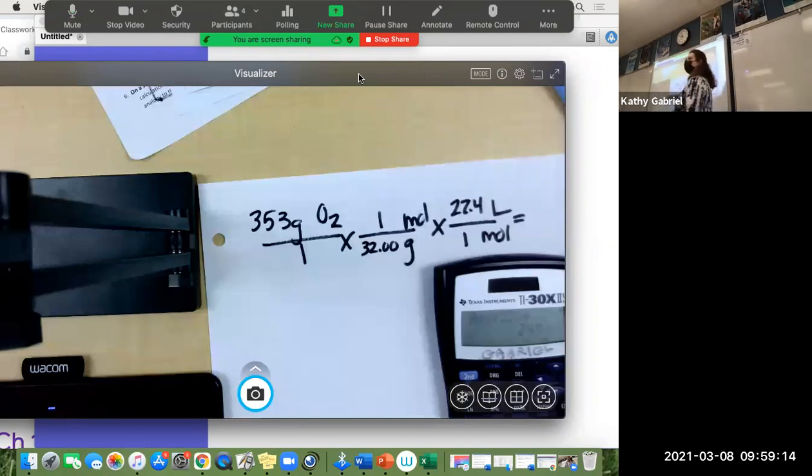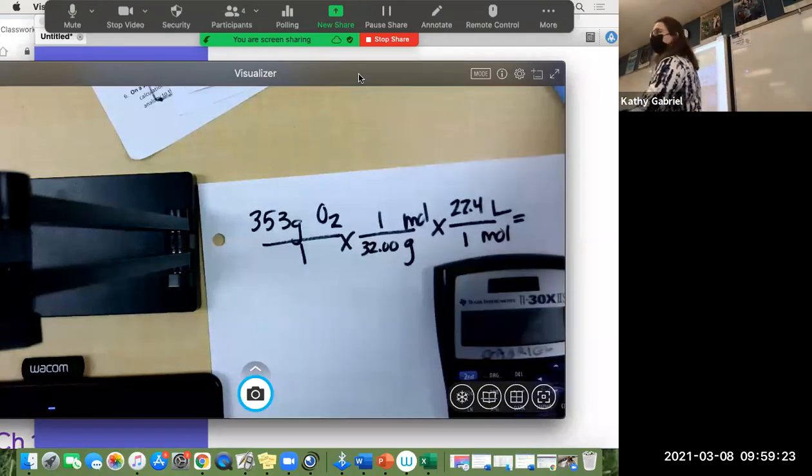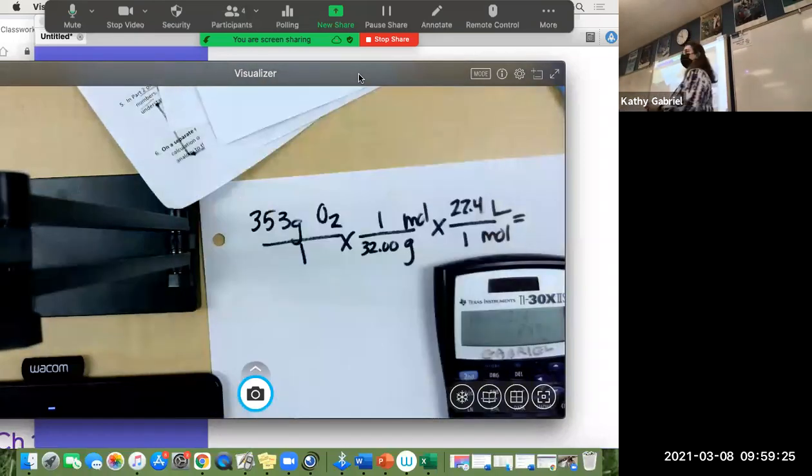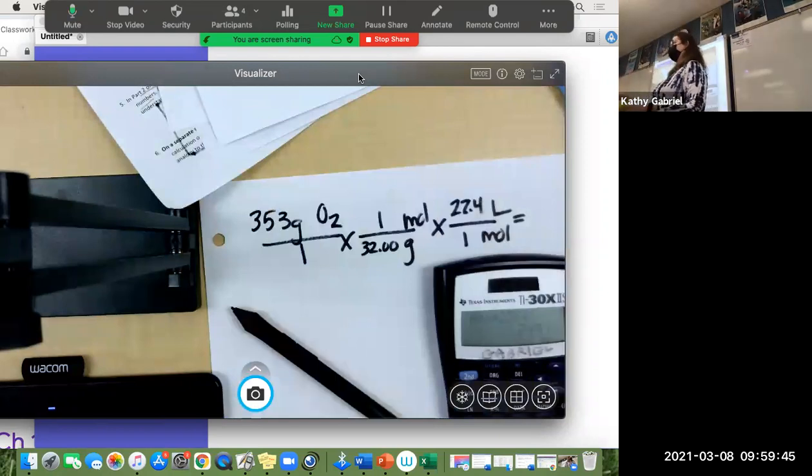Does it make sense? We started with 353 grams over one. What's that 32 grams? You calculated it, didn't you? Where did I get that from? It's the molar mass of oxygen, which is O2. Okay. And then Dylan, what is this 22.4? It's the molar volume. Okay. And so if it's at STP, we can use that number to get to liters. And I got an answer here.